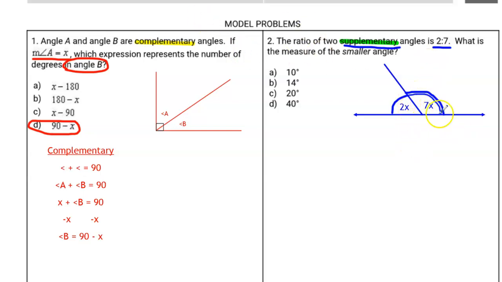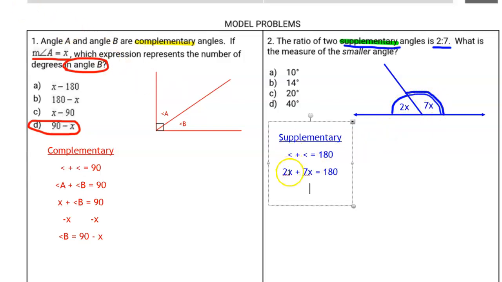So now that we have this information, the two labels, we can use that supplementary concept to try to write an equation. Turns out that the only difference between complementary and supplementary is that complementary adds to 90, supplementary adds to 180. No big difference there except for the number. Now, since these two angles add up to 180 degrees, I know these two angles, so I can take them and substitute them into my equation.